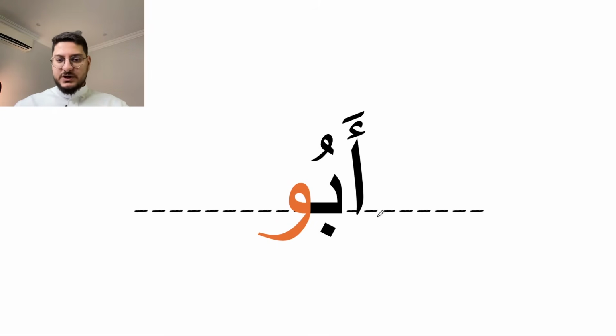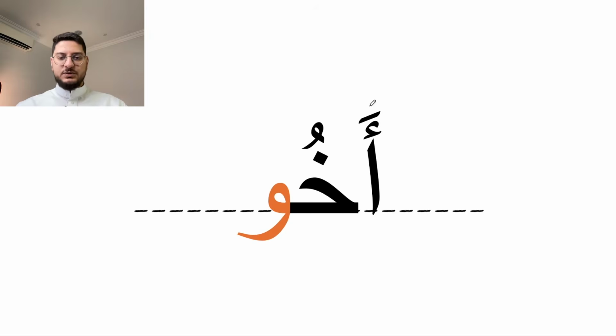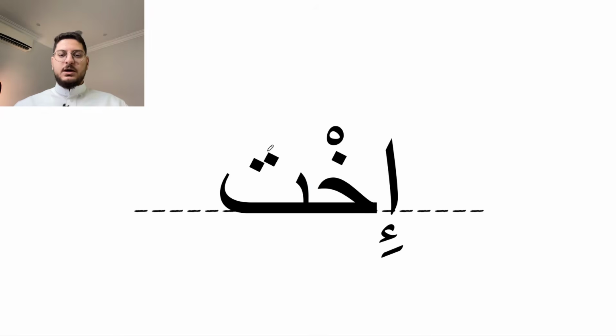Let's look at this one. So I see a fatha in here, that will be a beginning of a syllable. I see a dhamma in here, so before the dhamma, we start a new syllable. Now the first syllable is a, and the second syllable is bu, abu. And Abu means father. Next one, again I see a fatha in here, and I see a dhamma in here, so I will start a syllable there. So this is a, and this is khu. Akhu, and akhu means brother. Akhu.